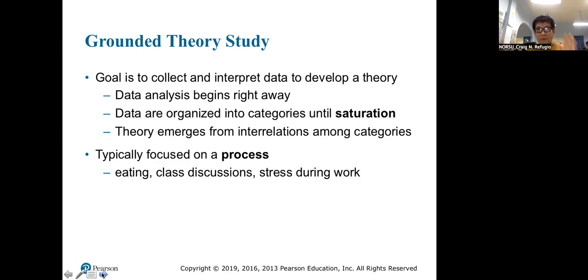That is why when we do research, some of the foci are actually on verifying, testing whether the theory is true or false in a certain population, or in a certain sample, or in a certain setting.